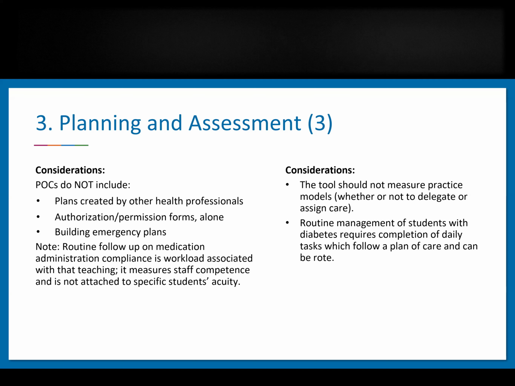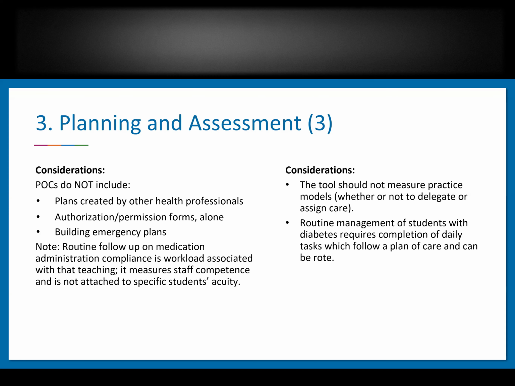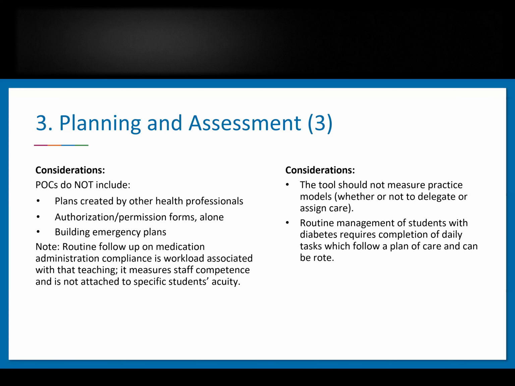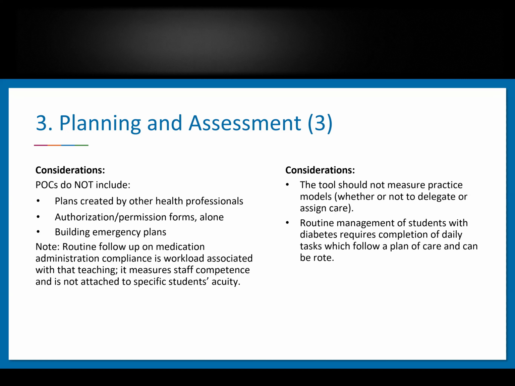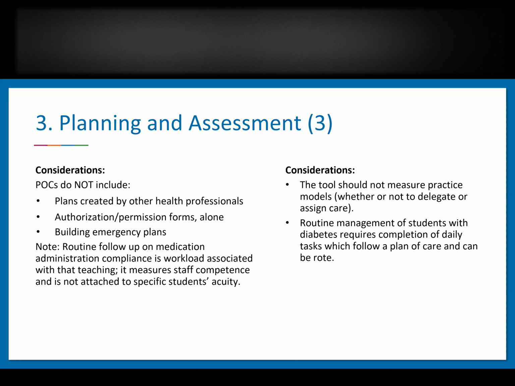The student would be measured as a 2 for this criteria, whether a practice model dictates that the nurse is present or has delegated the care. However, a student whose diabetes is comorbid with an intellectual or developmental disability or who is nonverbal presents with a need for ongoing nursing assessment because the student cannot recognize and/or report glycemic events. That student would measure a 3 for this criteria.